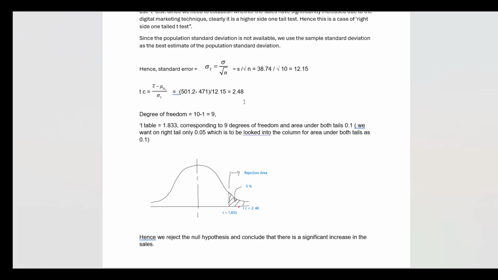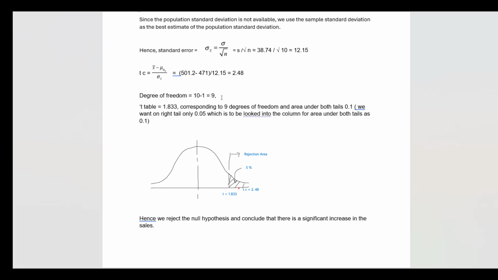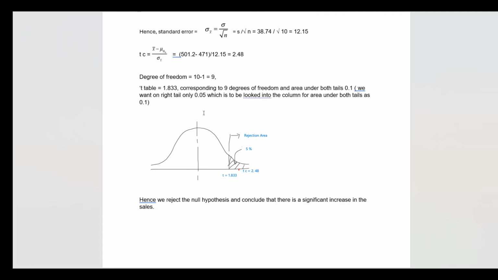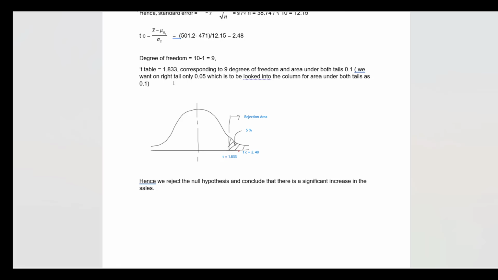Degrees of freedom is 9, and if you use the T table, and we have seen how to use that, corresponding to 9 degrees of freedom and area under both tails as 0.1, because alpha is 0.1, we get T table as 1.833. So if you see the diagram, 1.833 is our critical value, and on the right side we reject the null hypothesis, rejection area. On the left side is acceptance area. Our value for T calculated is 2.48, which is clearly falling in the rejection area.